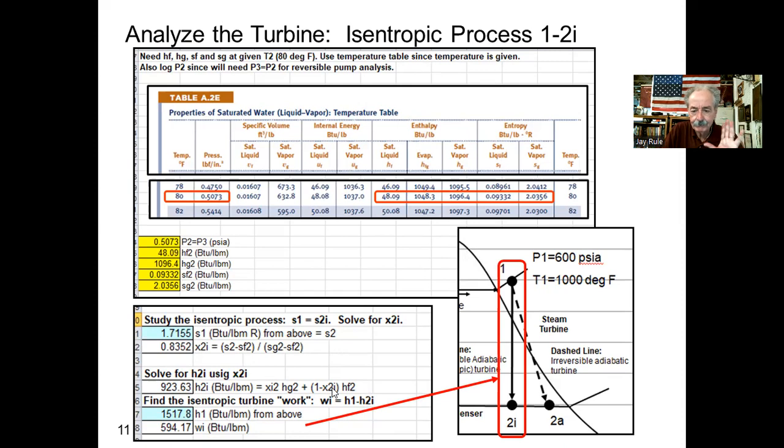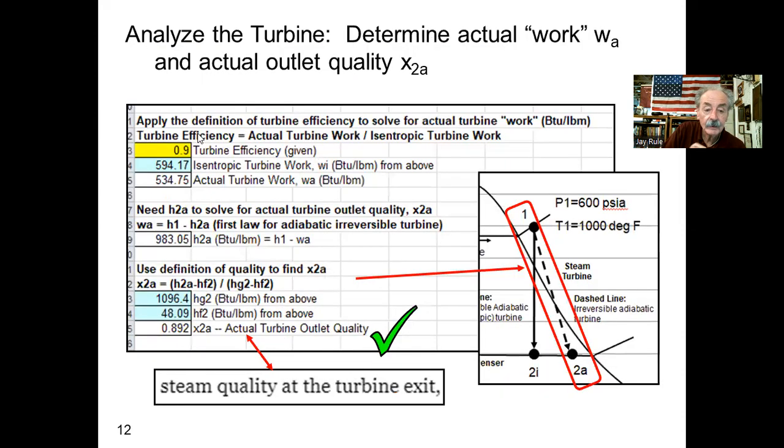Say, okay, now I'm a little lost. Well, we're trying to determine the actual work produced by the turbine. This is going to get us there. We determined the isentropic work, but we're given the turbine efficiency. So we remember to ourselves, what's the definition of turbine efficiency? Well, you can go to your book and look up the formula or use a little common sense.